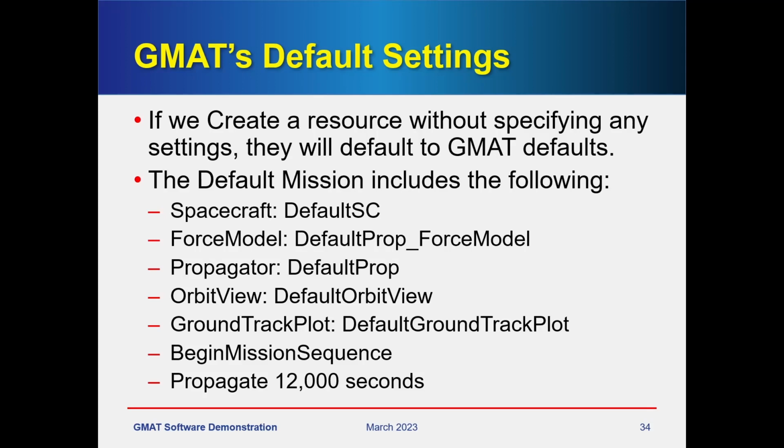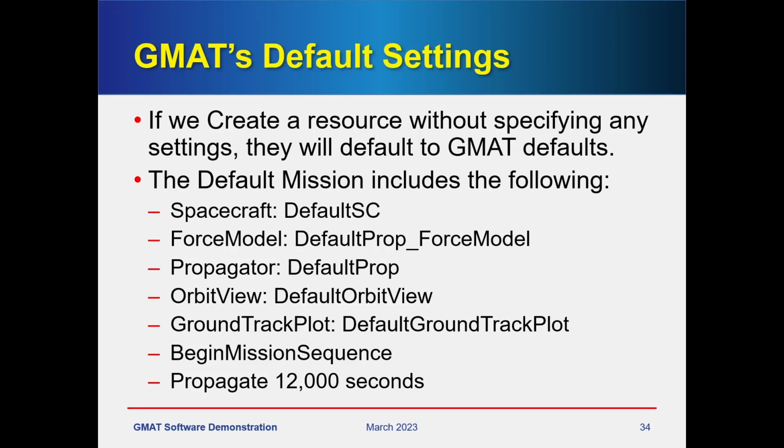Let's spend a little bit of time talking about the default mission and the default settings in GMAT. The default mission includes a spacecraft called DefaultSC, a force model, propagator, 2 visualizations, orbit view and ground track plot, a begin mission sequence command, and a propagate command with a 12,000 second end condition.